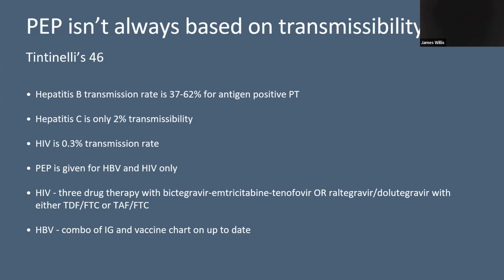The PEP that we use is more based on the long-term ramifications if a healthcare worker in this case is actually infected with one of these viruses, due to the health concerns. So for HIV, there are different regimens that we use. It's usually a triple drug regimen. The bictegravir, metronidazole, and tenofovir, that's the usual one that we use. Raltegravir and dolutegravir combined with another or two other antivirals is another one. This varies on where you are in the country.